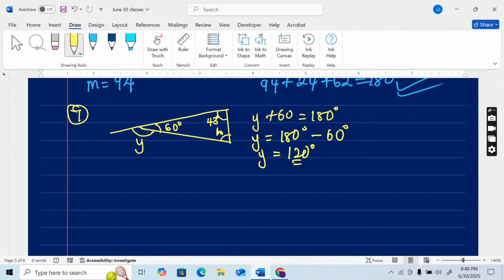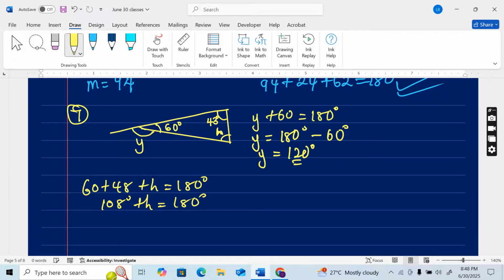Now, how do we get angle H? The sum of angles in a triangle is equal to 180 degrees. So that will be 60 plus 48 plus H equals 180. 60 plus 48 is 108 degrees, plus H gives us 180. Now let's make H the subject of the formula. H equals 180 minus 108 degrees. H is equal to 72 degrees. So we've been able to get the answer to H.